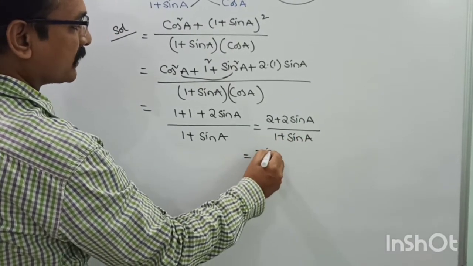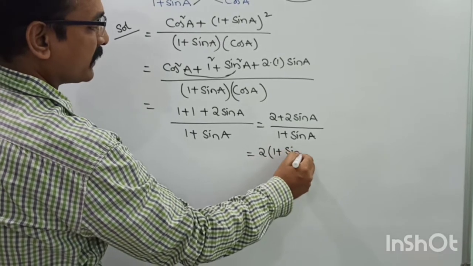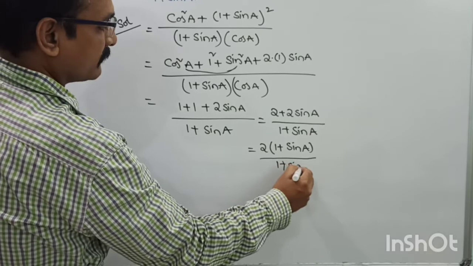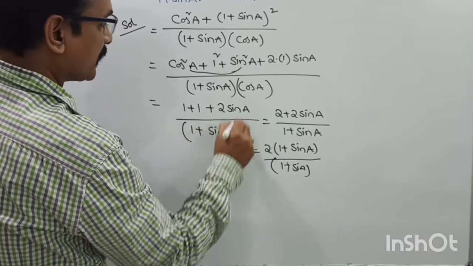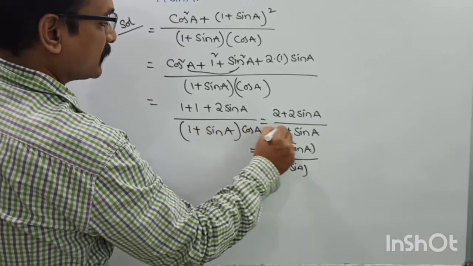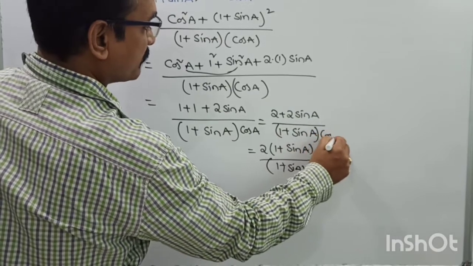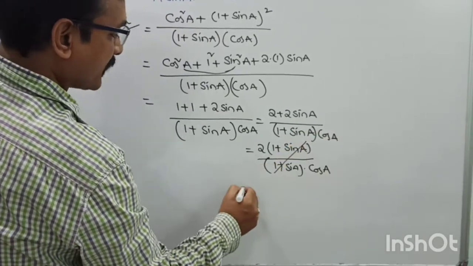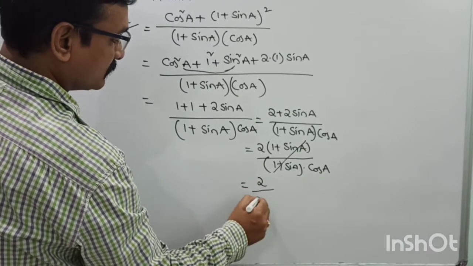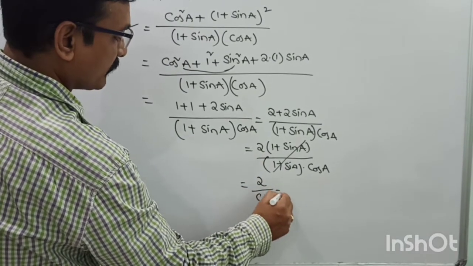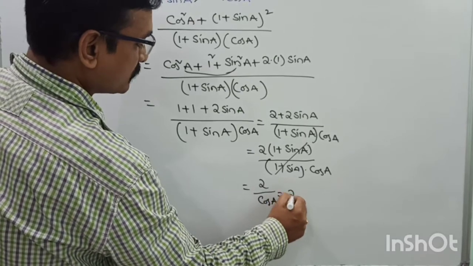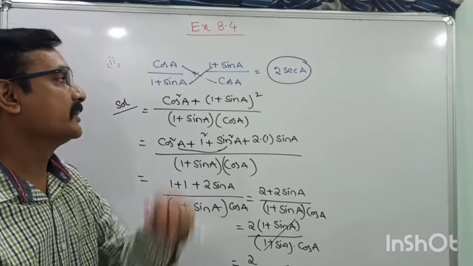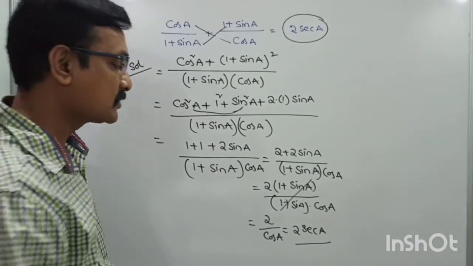Take 2 as a common. (1 plus sin A) by (1 plus sin A) into, here already cos A we are having. So here also we have to write the cos A into cos A. Now these both get cancelled. Leftover term 2 by cos A. 2 by cos A is 2 into secant A, what they asked to show here. So LHS equals to RHS.